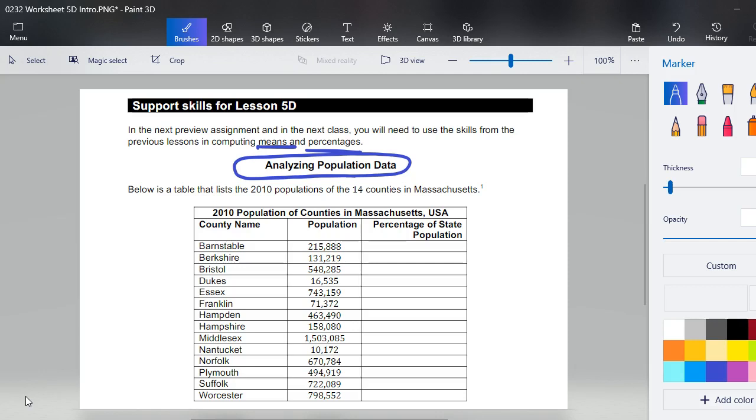Question number 1, what was the total population of the state of Massachusetts in 2010? Right now I don't have this in a spreadsheet, so to find total population, I'm going to need to take all of these numbers, put them in a calculator, add them all together, and I will go ahead and tell you that the total population for the state of Massachusetts in the year 2010 was 6,547,629 people.